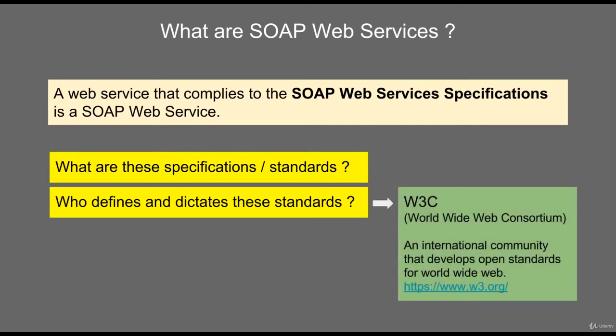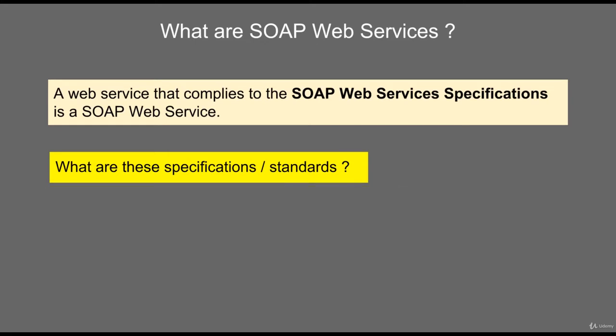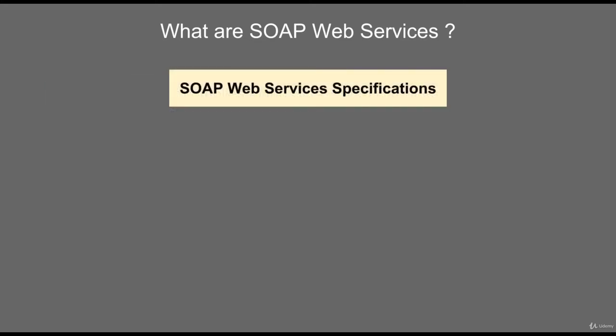There is an international body that develops open standards for the World Wide Web, and it is called W3C, or World Wide Web Consortium. This is the body that defines these standards or rules. So now we know there is a central body that lays down these rules. Now the basic and important question: what are these rules and guidelines?